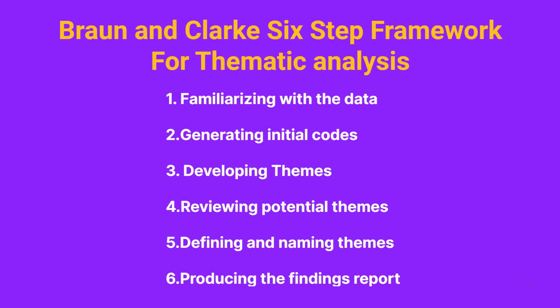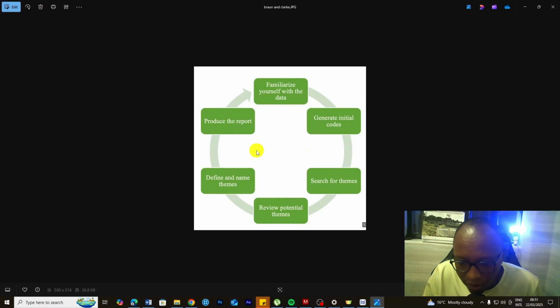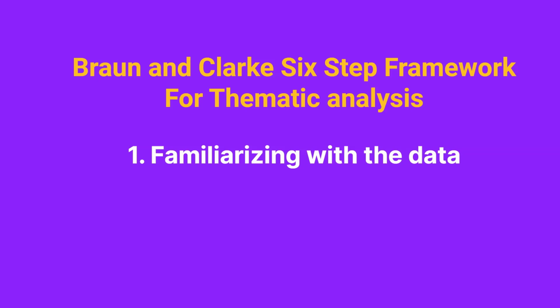The Braun and Clarke 6-step framework includes familiarizing with the data, generating initial codes, searching for themes or developing themes, reviewing potential themes, which is step number 4. Step number 5, defining and naming themes. And step number 6, producing the findings report. So we are going to follow these steps and we are going to use MAXQDA. Now, the first step would be familiarizing with the data or the transcripts.